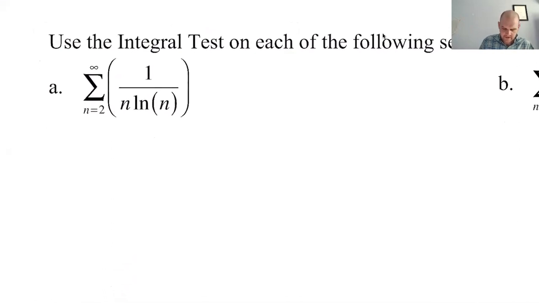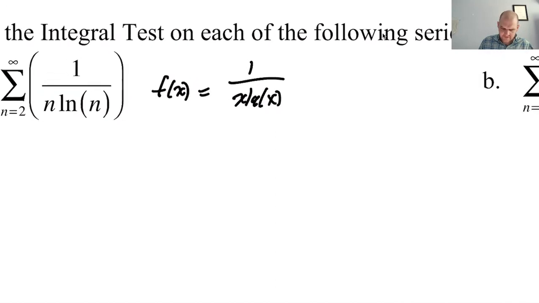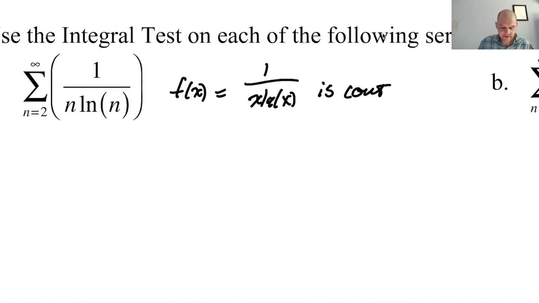So here, I'm going to say f of x is 1 over x natural log of x. And then I'm just going to say f of x is definitely continuous for x greater than or equal to 2. And I only need it to be greater than or equal to 2 because of here. It's definitely positive because everything you're dealing with is positive.